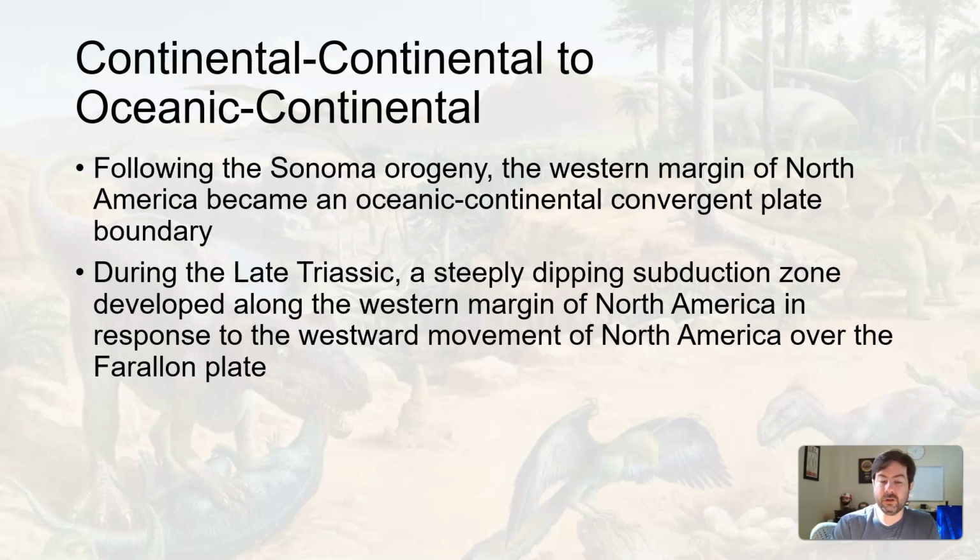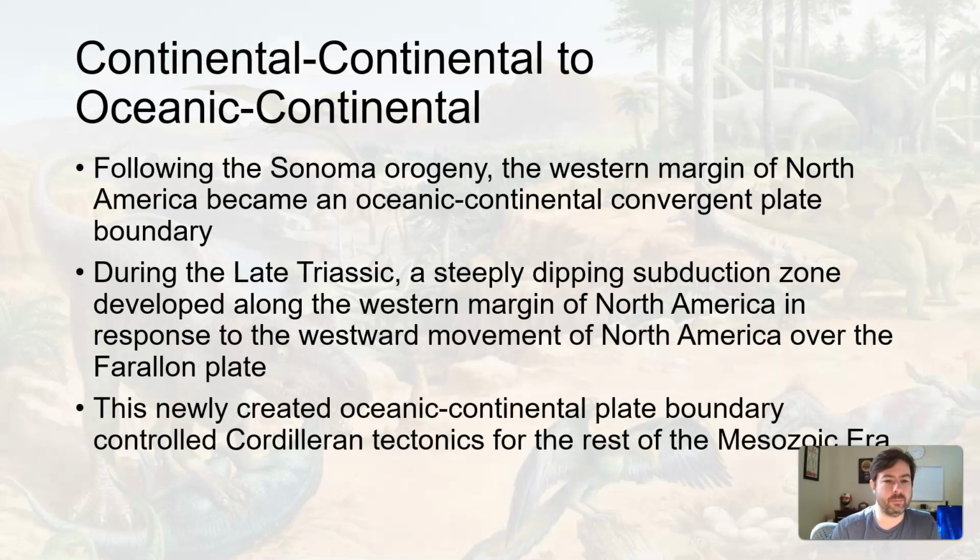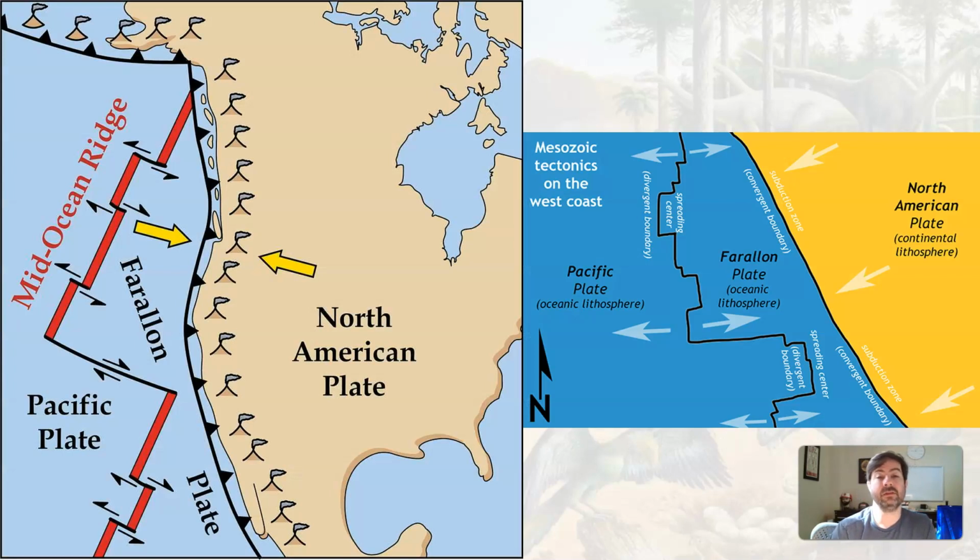So all of this started to occur during the later parts of the Triassic, the first period in the Mesozoic. This change in boundary really controlled the Cordilleran tectonics for the rest of the Mesozoic. Again, we went from a continental to continental crust convergent boundary to an oceanic crust to continental crust convergent boundary. And we had the Farallon Plate, the plate that was being subducted. Because of that, we get different types of activity. We still get mountain orogenic events, but it took a little different angle.